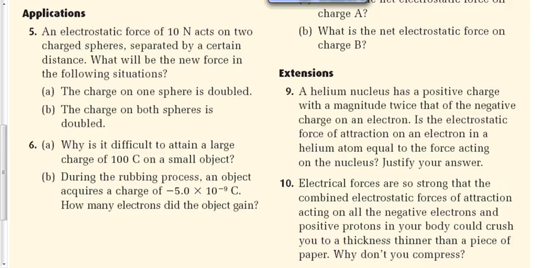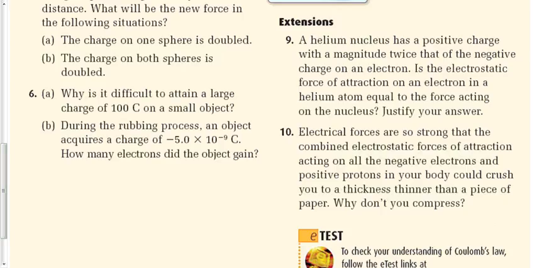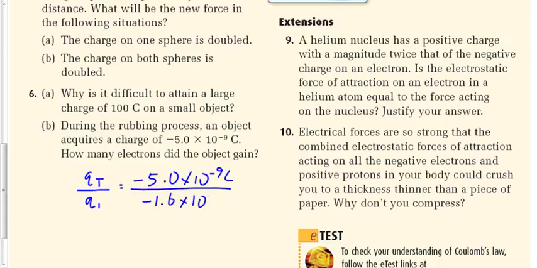6b says during the rubbing process, an object acquires a -5 times 10 to the -9 coulombs of charge. How many electrons did it gain? Remember the orange analogy? You go to the grocery store, and one orange weighs 100 grams. You buy a bag of oranges that has a mass of 600 grams. How many oranges? We all know it's 6 oranges, right? The total mass divided by the mass of one orange. Well, remember with charge, number of electrons, we're going to find the total charge divided by the charge of one electron. So -5.0 times 10 to the -9 coulombs divided by -1.6 times 10 to the -19 coulombs.